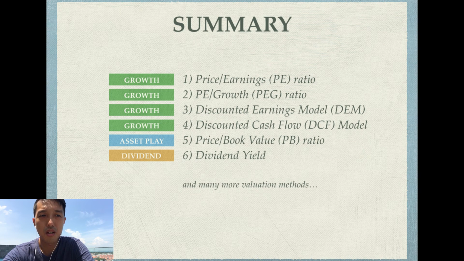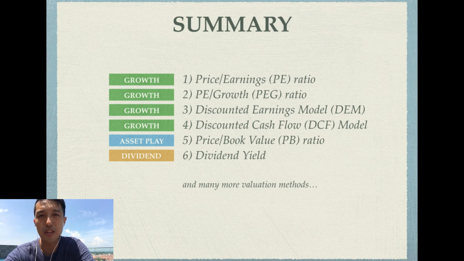Quick summary. Here are the six valuation methods that we look at. The first one is the PE ratio. The second is the PEG, PE to growth ratio. The third one is the discounted earnings model. Similarly, the fourth one is the discounted cash flow model. If I'm going to evaluate a company based on its assets, on the book value, I will use this price to book value, in short PB, as an asset play valuation method.